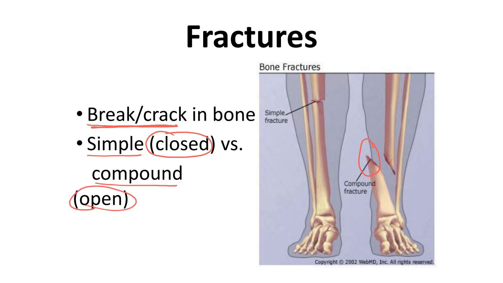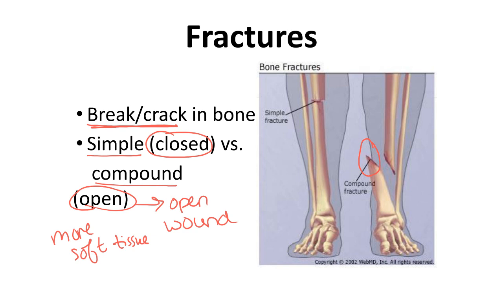Your biggest concern with these is that your open fracture now has an open wound. So while they both involve a break of the bone, your compound fracture is going to have more soft tissue damage because it tore through the muscle and the skin, and it has the open wound concern, which is an issue for potential infection, scarring, that kind of thing.